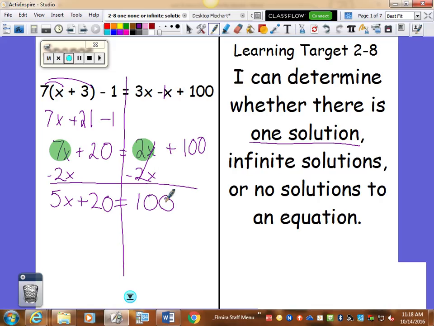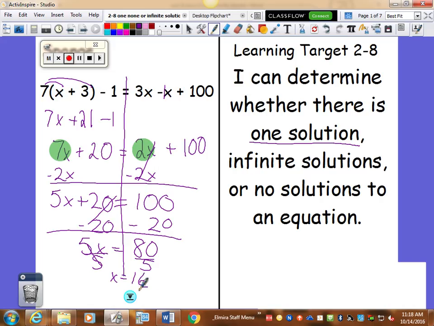So you'd subtract 2x both sides. You'd have a basic two-step. 5x equals 80. Divide by 5. And x equals 16. Okay, so that's one solution. And I knew it would have one solution because at this step right here, I have 7x and 2x, and they are different. So I know I can keep going.